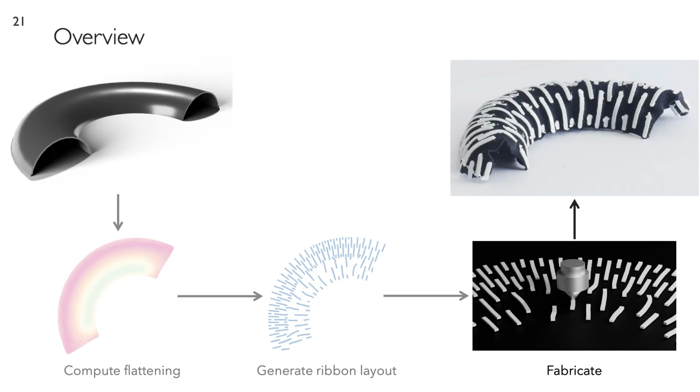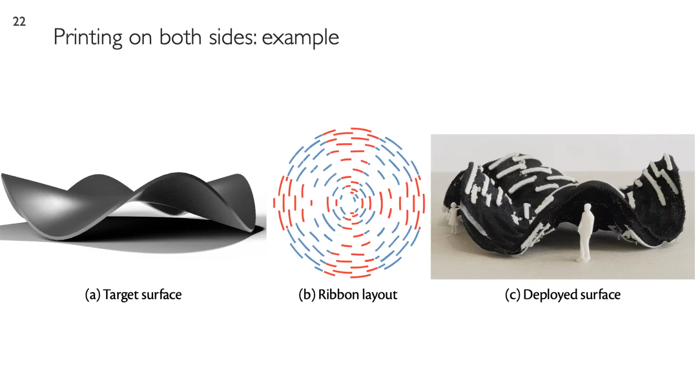Now on to the last step, which is the fabrication process, where I will explain how it's possible to print on both sides of the fabric. And the reason why we want to print on both sides of the fabric is because of this type of situation where if we want to place ribbons on the surface, some will have positive normal curvature and some will have negative curvature. Here we distinguish between the two with the colors red and blue, so both sets have to be printed on both sides of the textile.